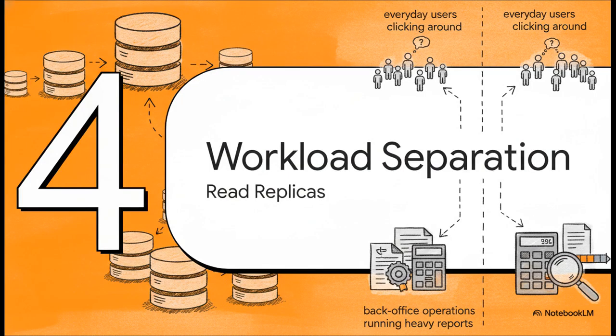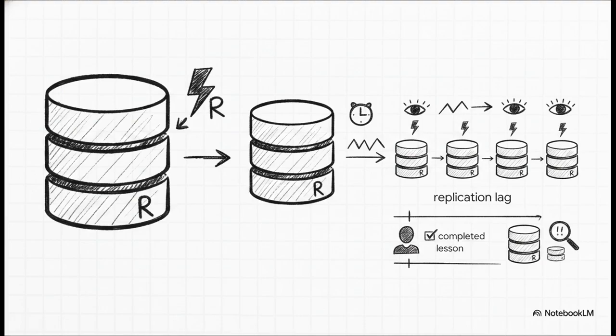Section 4, Replicas and Workload Separation. Okay, when your data gets truly massive, workloads start getting mixed up. You've got everyday users clicking around, right alongside heavy back-office reports running in the background. To handle this, we bring in read replicas. These are basically copies of the primary database, dedicated strictly to handling read traffic. Your primary database takes all the writes, and your replicas take the reads.